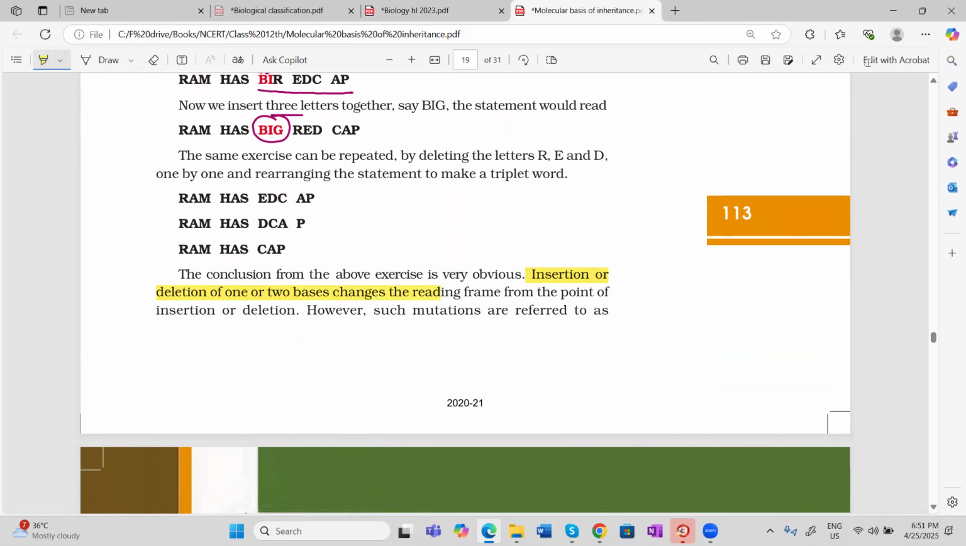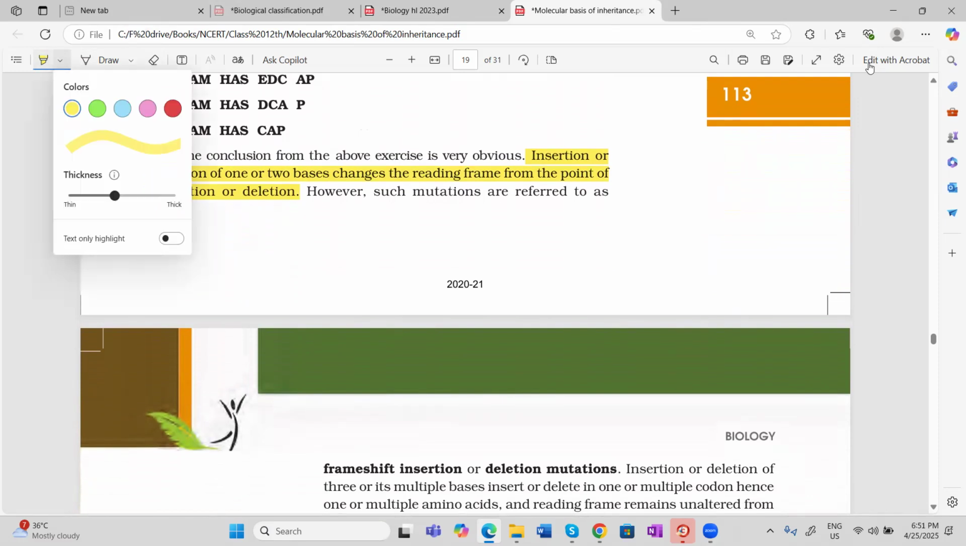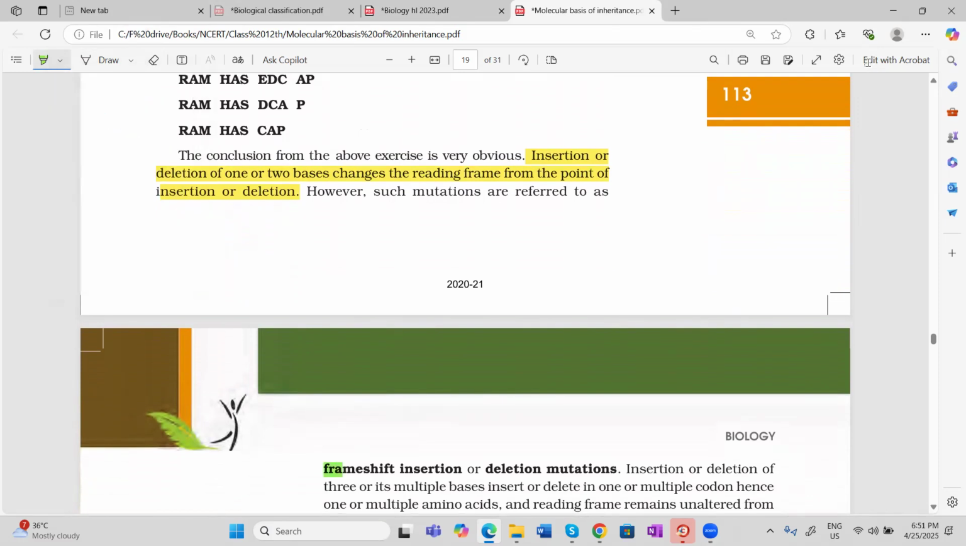1 or 2 will change the reading frame from the point of insertion or deletion. It means the reading frame is disturbed, and such a type of mutation is known as frame shift mutation. If you are inserting, then it is a frame shift insertion mutation, or if you're deleting, then it is a frame shift deletion mutation.